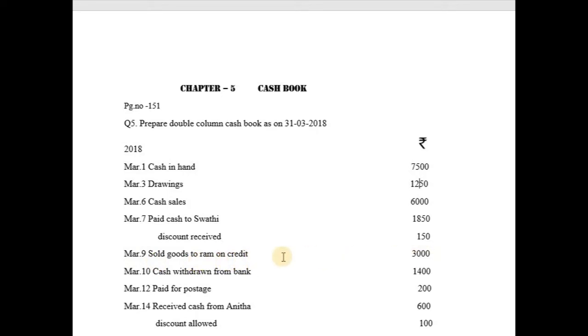So you are selling the goods to Mr. Ram and you are selling the goods on credit. Credit का मतलब क्या? उधारी में बेच रहे. So always remember that when we prepare cash book, we don't record credit transactions when we purchase goods on credit or when we sell goods on credit. Neither credit purchases will be recorded nor credit sales will be recorded. Only cash transactions will be recorded.